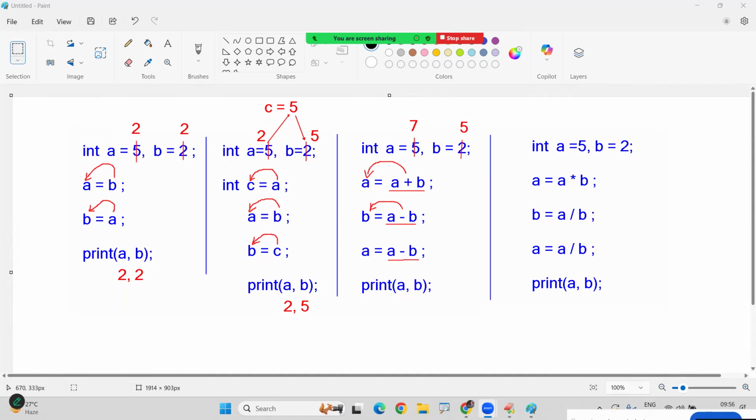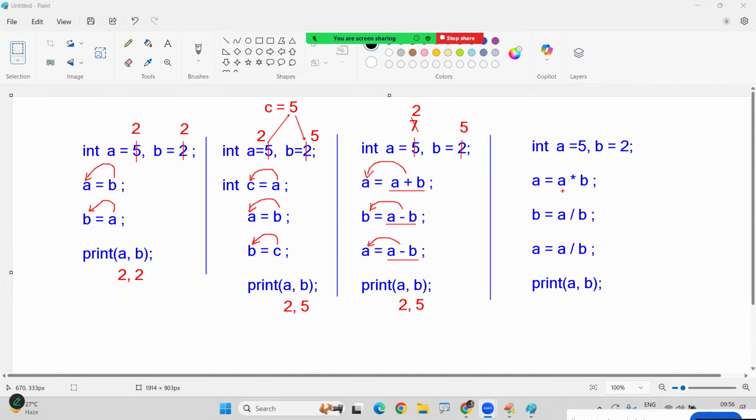Next one, look at this. Again, A minus B. 7 minus 5 is 2. 2 will store into A. So what is that output? It is 2 and 5.